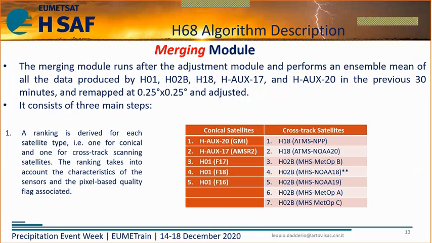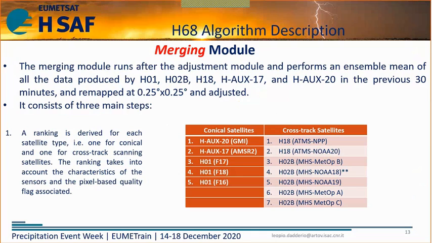So the final module is the merging module, which runs after the adjustment module and performs an ensemble mean of all data produced by the H68 input products in the previous 30 minutes. After that, these products are remapped over the 0.25 by 0.25 degree regular grid and adjusted with the adjustment module.